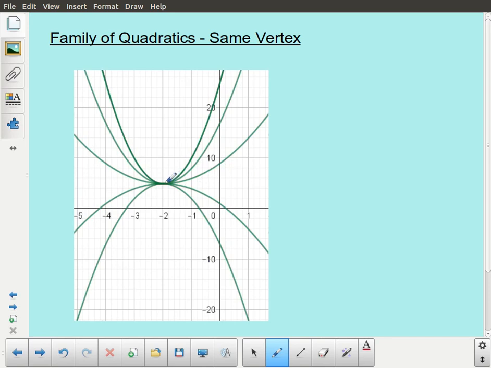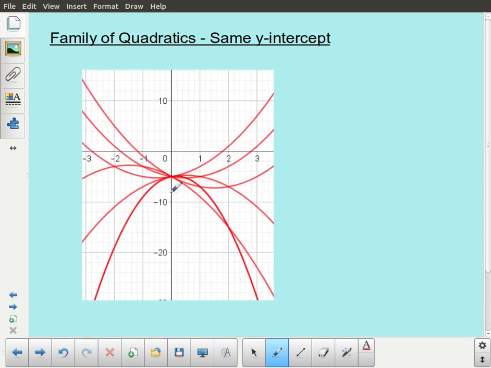Here is a family with the same vertex. All of the parabolas have a vertex at negative 2 and it looks like positive 5. And then finally, a little bit harder to see here, we have a bunch of parabolas and they all have the same y-intercept. In this case, this intercept is at negative 5.